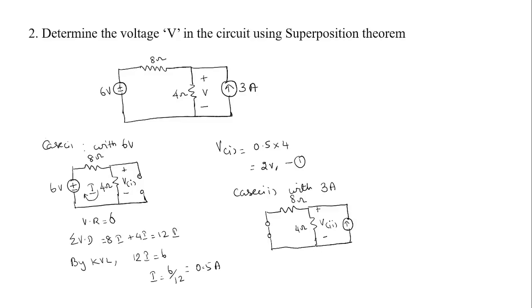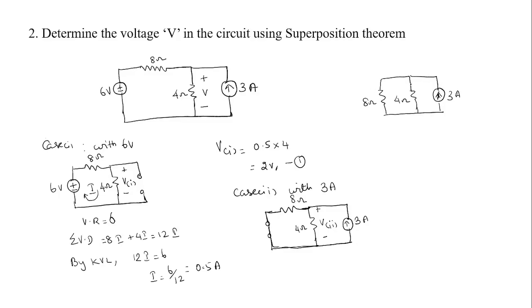Now these two resistors, the 8 ohms resistor and the 4 ohms resistor, are connected in parallel. Both the ends are connected. See the upper end: if we short circuit it, the lower end also gets connected with each other. So this can be redrawn as an 8 ohms resistor connected in parallel with a 4 ohms resistor across a current source. This current source value is 3 ampere.